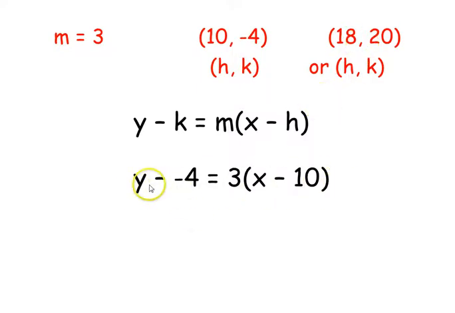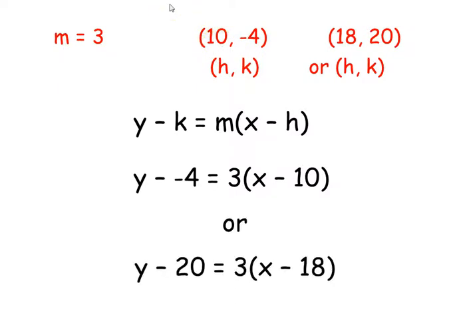I picked (10, -4). y minus k, the value of k is -4, so I'm doing y minus -4 for y minus k, equals m, the slope is 3, we know that from right here, times x minus h. The h is 10. If I pick -4 for k, I have to pick 10 for h. So the equation then would be y minus -4 equals 3 times x minus 10. Or suppose that I chose this point, I could do y minus 20 equals 3 times x minus h, where h is 18.